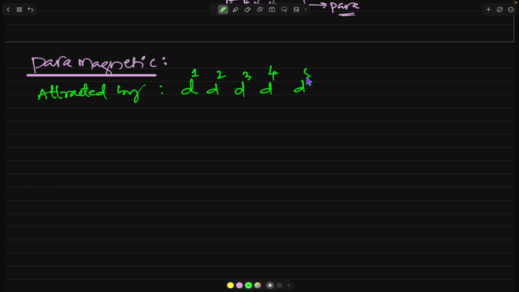d5, d6, d7, d8, d9, and the d10 we should not include. So d10 has to be cut, even d0 you have to cut. So the middle ones are responsible for paramagnetic behavior. How exactly do they behave like that? Why?